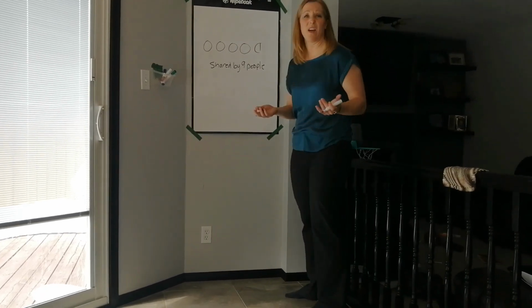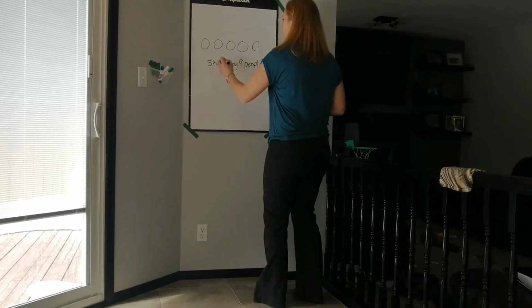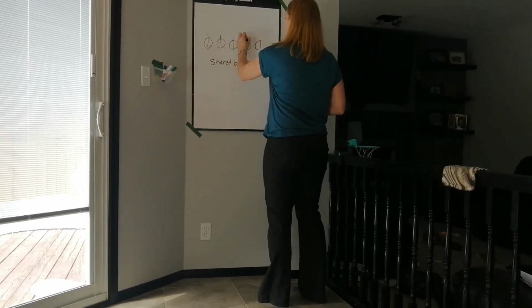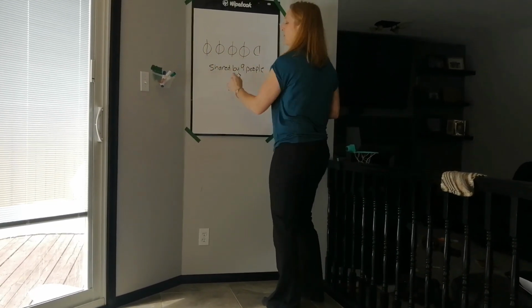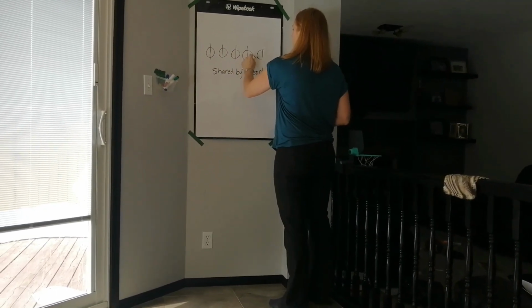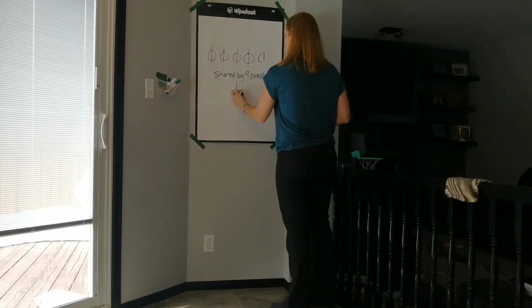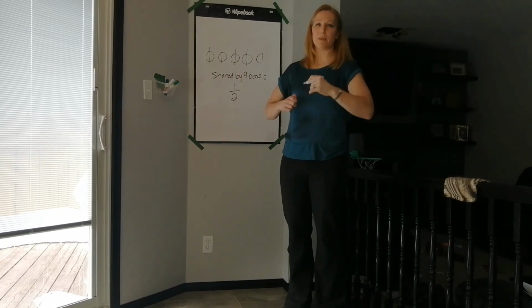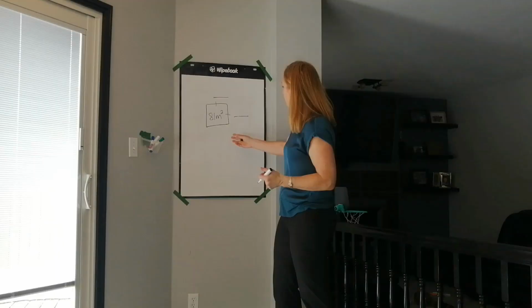And because I don't know how to divide fractions, all I'm going to do is I'm going to split each one of them in half. And now I'm going to give half to each person. 1, 2, 3, 4, 5, 6, 7, 8, 9. Each person gets half a pizza. But I want more. Side length.